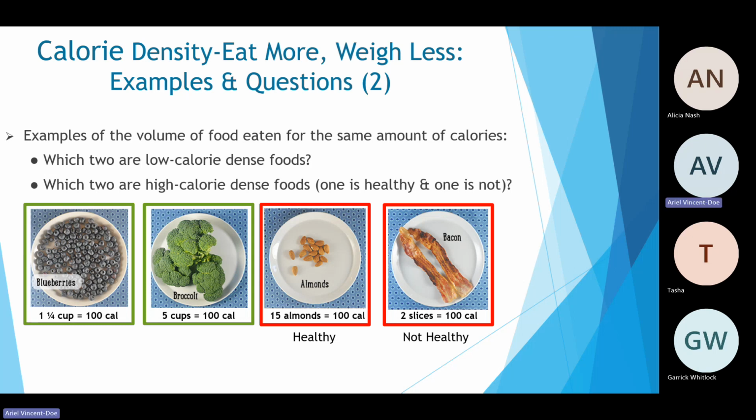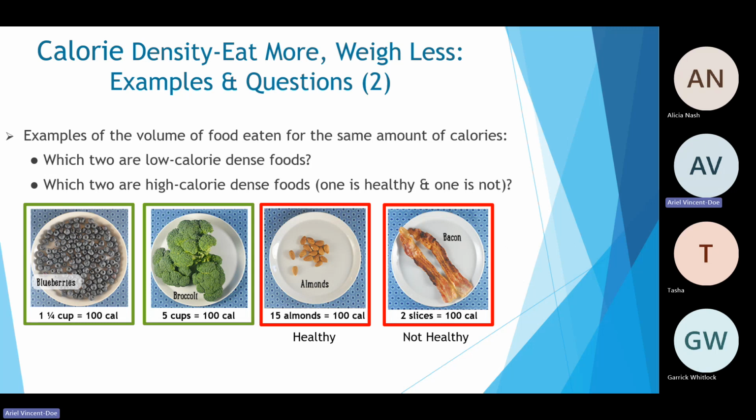So here are some examples of the volume of food eaten for the same amount of calories. In the first picture, we have blueberries, which is 1 1/4 cup. That's 100 calories. For broccoli, you have 5 cups, which equals 100 calories. For almonds, there's 15 almonds that equals 100 calories. And then for bacon, there's 2 slices, which equals 100 calories.